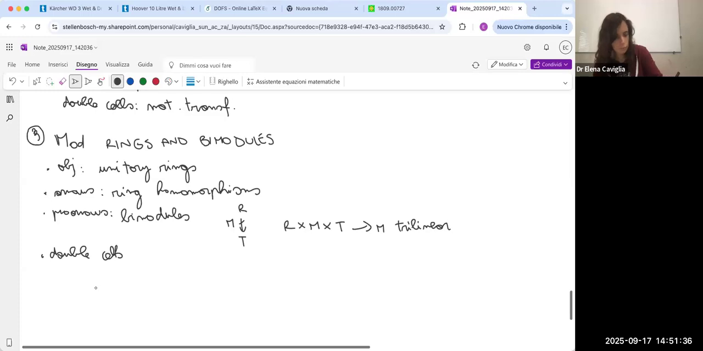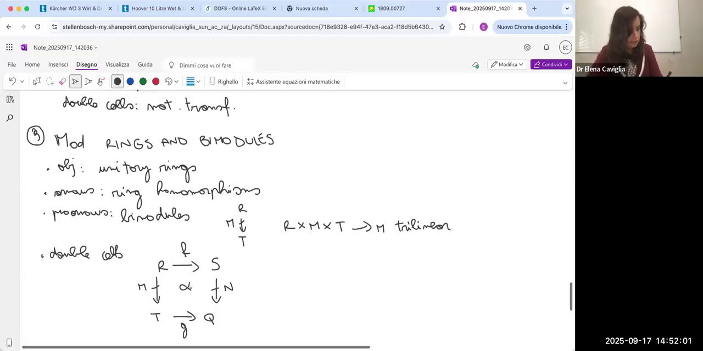In this double category, we have four rings, R, S, T, and Q. We have ring homomorphisms, F and G. We have these bimodules, M and N. A double cell alpha is what is called an FG-equivariant group homomorphism.